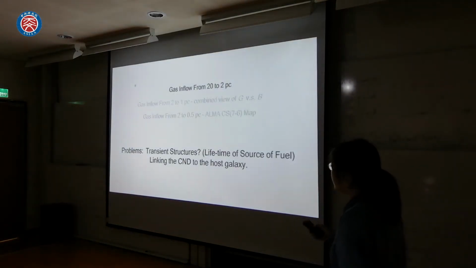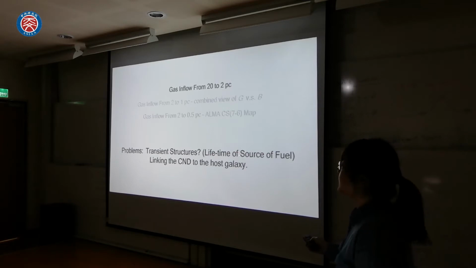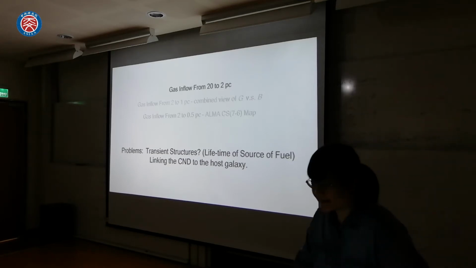The first problem I would like to understand is whether the CND is a transient structure, that is, the lifetime of the source feeding the supermassive black hole, and also to understand whether the CND is linked, and how it is linked, to the host galaxy.